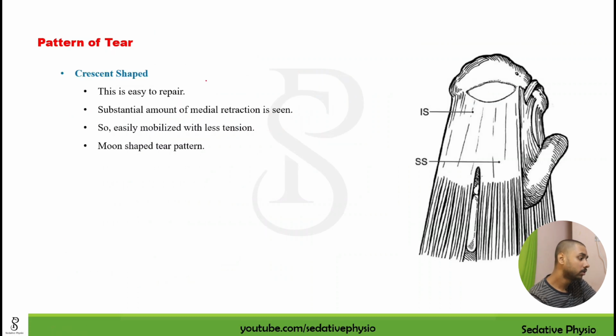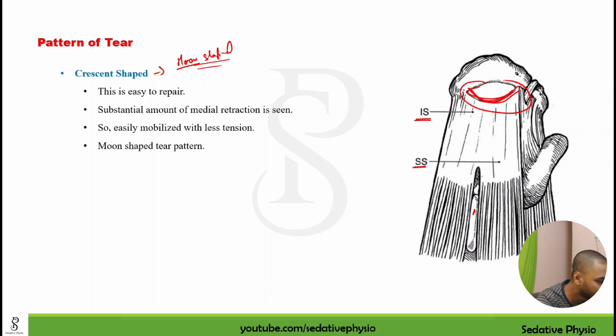Now, the pattern of tear. Whenever a rotator cuff tear occurs, there are different patterns through which the tear will occur. First is the crescent shaped, also called moon shaped. See, this is the infraspinatus, this is the subscapularis. Okay, no, this is the supraspinatus, and here we have the spinous process. So what is happening here? This is the tear. Now see, this tear is like a moon, right? So this is the crescent shape, the mildest pattern of tear.